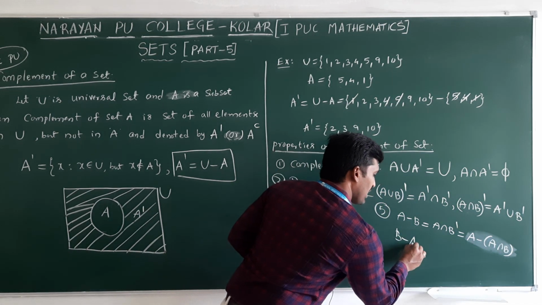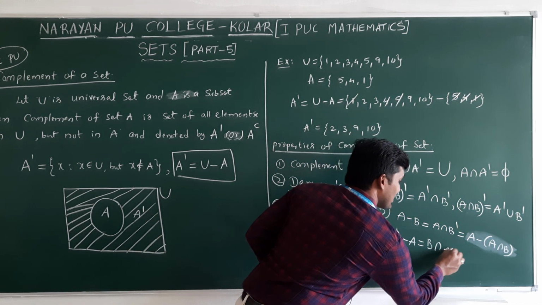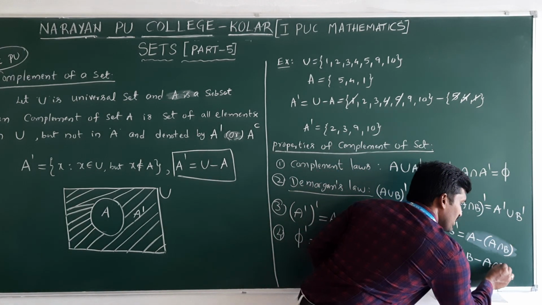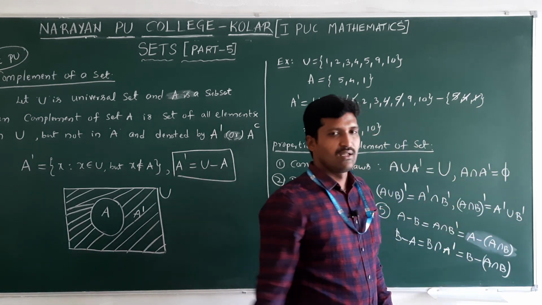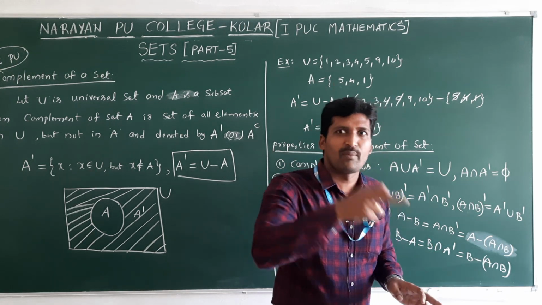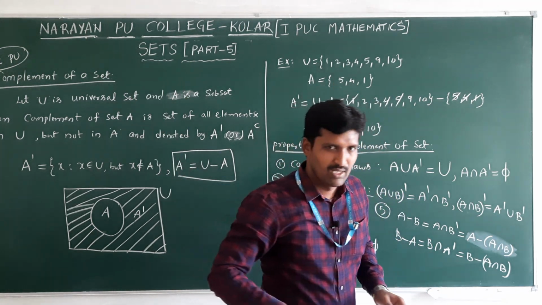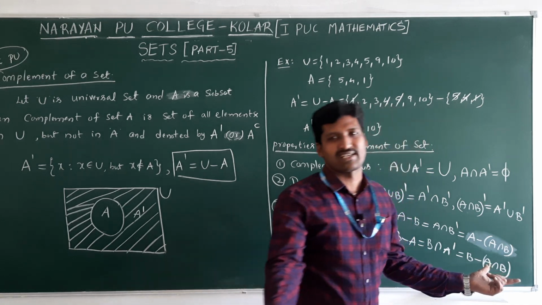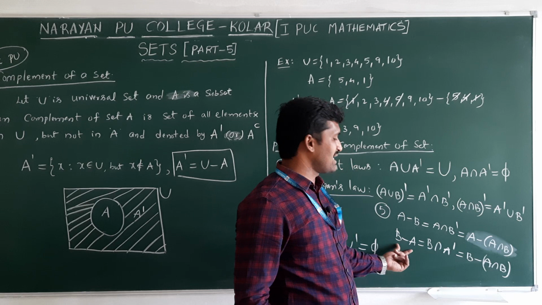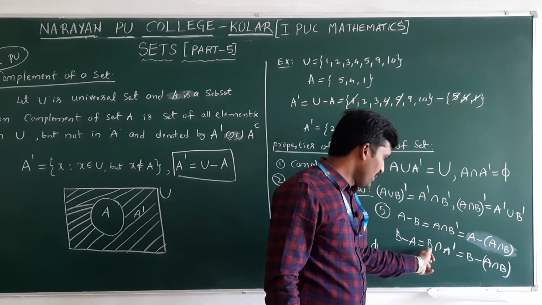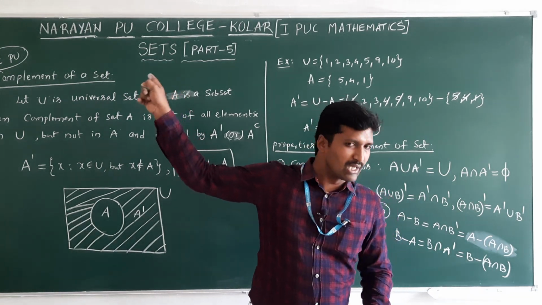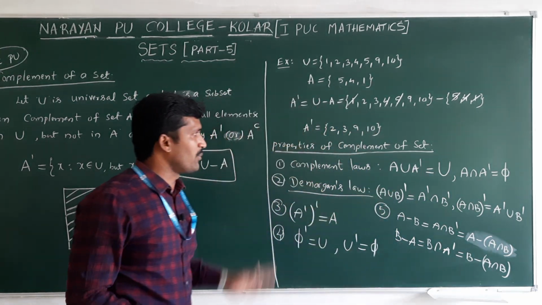Next, B minus A, we can write this as B intersection A dash. Only B, and the common elements we are eliminating here. Reason: when you do B minus A, what are the common elements between B and A? We cancel them out. Common elements meaning A intersection B. That's why from B, if we remove A intersection B, we get B minus A. Here A dash means B but not A. Not A also means complement only. These are the related properties for complement of a set.